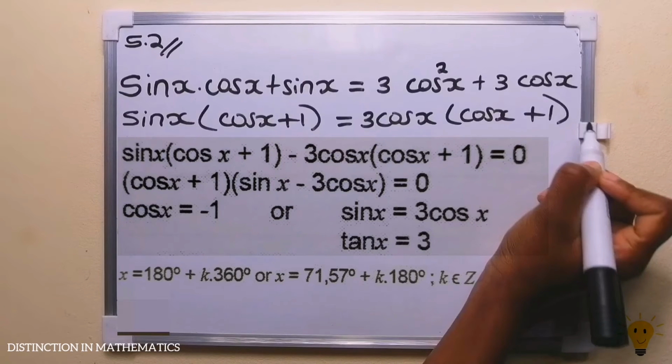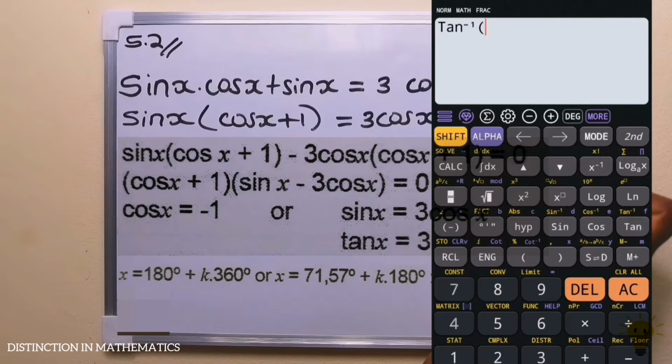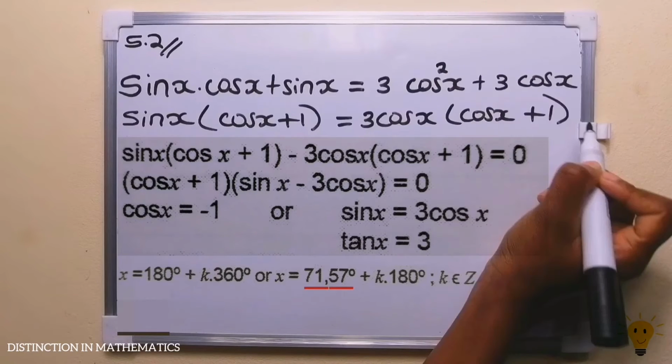Basically, k represents the number of rotations, but I'm going to be explaining that further in another video that I'm going to be uploading soon. Shift tan 3 on the calculator gives this value plus k times 180 degrees, where k is an element of integers. So you get your 7 marks by showing all the steps, including your x values, and also stating that k is an element of integers.